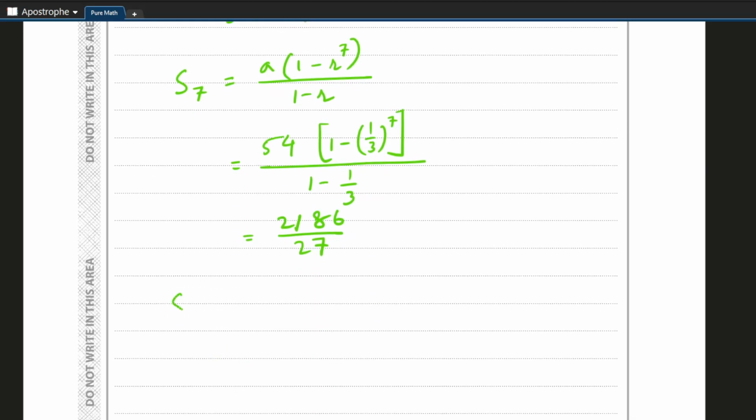Now S infinity minus S7 is equal to 81 minus 2186 over 27, which is 1 over 27. So shown.